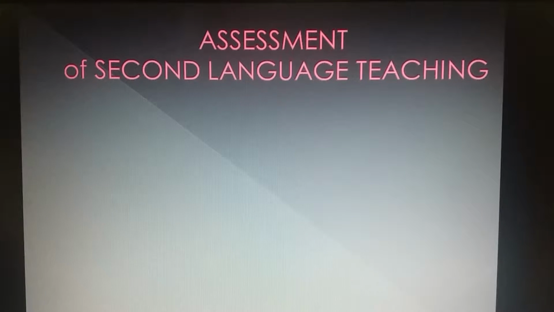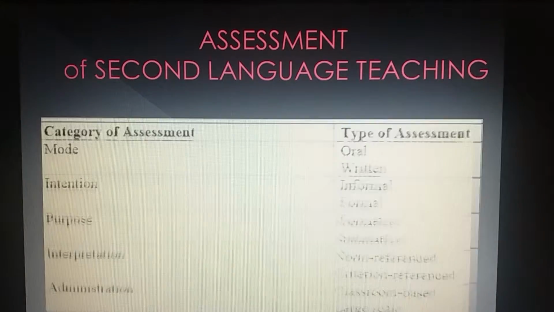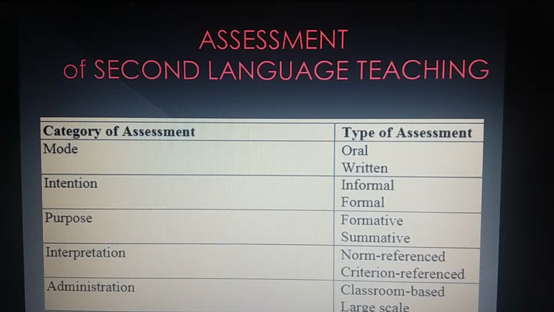When we hear the phrase the assessment of second language teaching, many things might spring to our mind. To display the related concepts in a more organized way, I want to share this table with you. As you see, there are two columns. As for the mode of assessment, there are two types, oral or written. Intention could be informal or formal. The purpose could be formative or summative. An interpretation could be done in terms of norm-referenced or criterion-referenced, and it could be administered in a large scale or classroom based. And this table is retrieved from the website, not from the article.